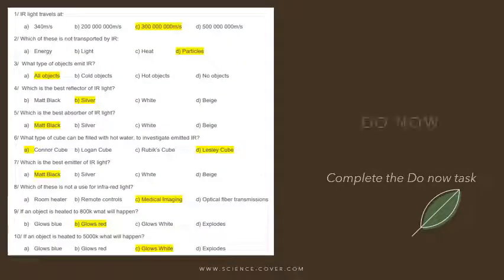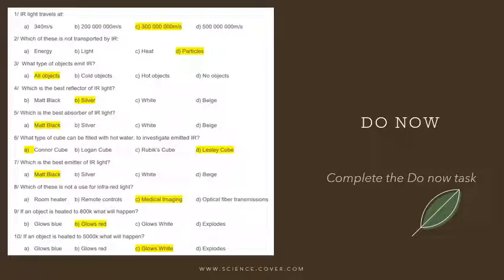Let's check our answers to the Do Now task. Infrared light travels at 300 million meters per second. Which of these is not transported by infrared particles? What type of objects emit infrared? All objects. Which is the best reflector of infrared light? Silver. Which is the best absorber of infrared light?